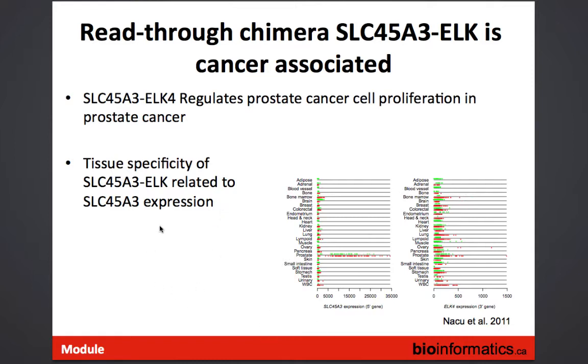So we don't want to completely rule out read-through events, because some of them have been found to be interesting. For instance, this particular read-through in prostate cancer has been found to be very important for the disease, as it regulates prostate cancer proliferation. And what we also know about this is it's tissue specific. It's very specific to prostate, but that tissue specificity basically comes from the fact that SLC45A3, the 5' gene, the gene that would be contributing the promoter, is itself prostate specific.